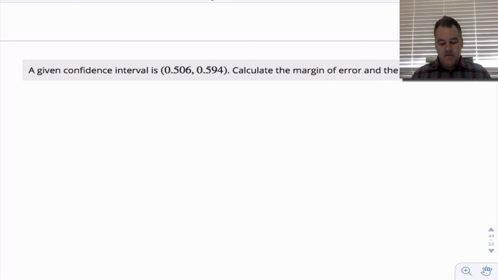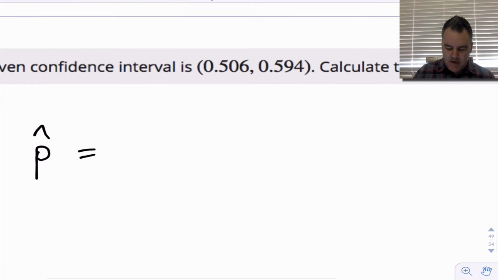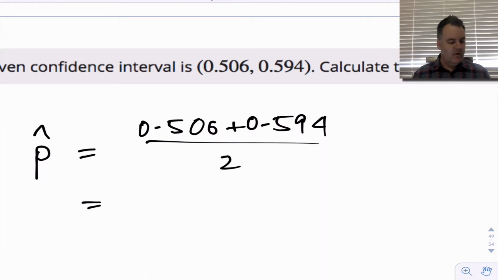In this example, we're actually given the interval. Normally I do square brackets. This one's got open brackets, but in this one here, we want to know what the margin of error is and the expected value. Well, what we need to understand here is that a confidence interval is symmetrical, so the expected value, or p hat, will be right in the middle of these two values. So by calculation, p hat is 0.506 plus 0.594, divided by 2. So it's 0.55.